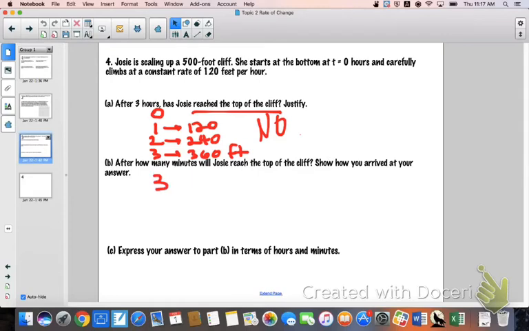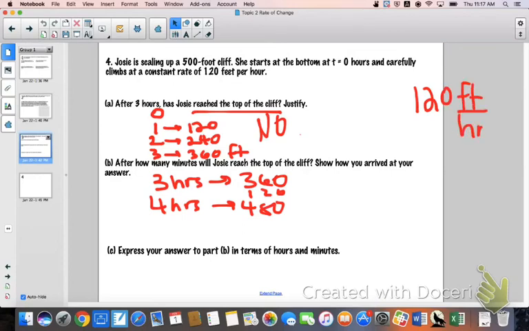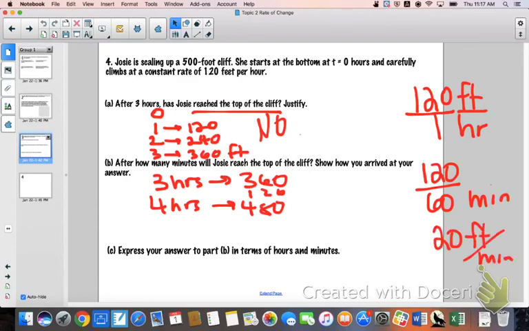Okay, so at 3 hours, she's at 360. At 4 hours, she's at another 120, so she's at 480. So she really only has 20 feet after that. If she's climbing at a rate of 120 feet per hour, and she has to go 20 more feet, let's think about this. If it's feet per hour, let's do 120 feet for 60 minutes. For 1 hour, that would be the same as 120 feet in 60 minutes, which equals 20 feet per minute.